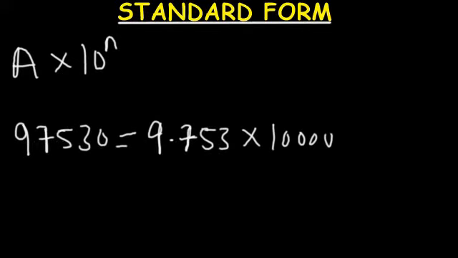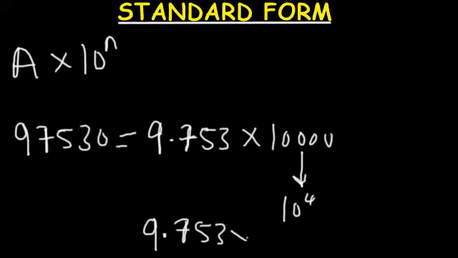Now, what is the index of 10,000? 10,000 is 10 to the power of 4. So let's replace 10,000 with 10 to the power of 4. Therefore, the standard form of 97530 is simply equal to 9.753 times 10 to the power of 4.